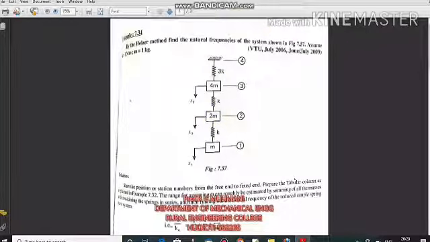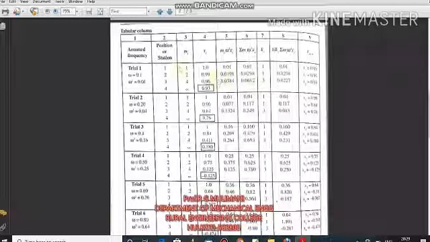In this method we need to write a tabular column which has 9 columns. For all the problems, the particulars in all the columns are fixed. First column, it is assumed frequency. Here we need to assume the frequency. Second column, it is positions.